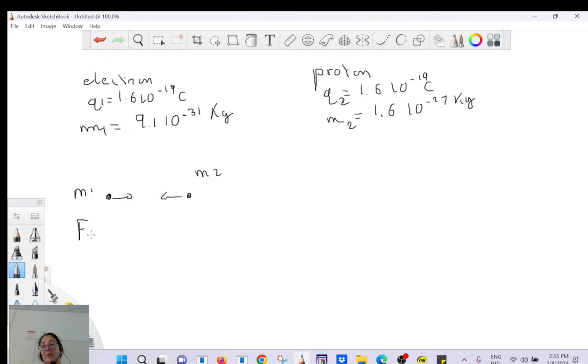Okay, so gravitational force will be 6.67 times 10 to the negative 11 times m1 times m2 divided by the distance between them. Because we are comparing forces, the distance doesn't matter. So I'm going to make my life easier. I'm going to say the distance is 1.